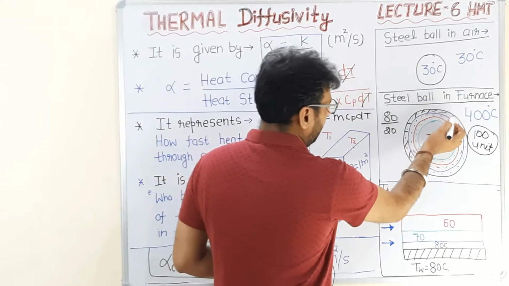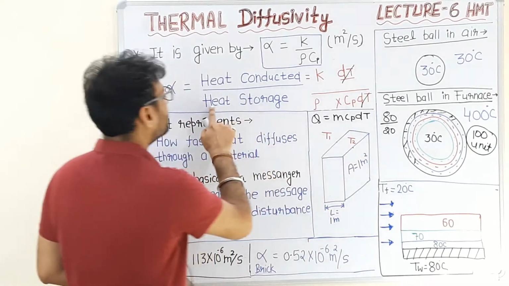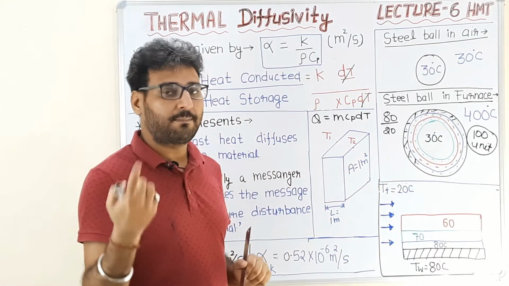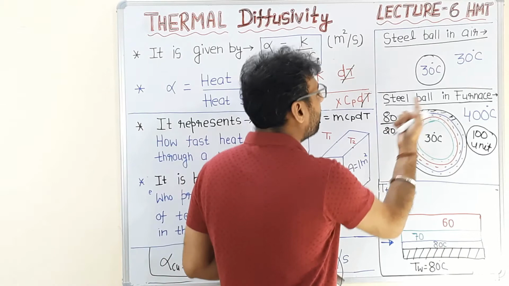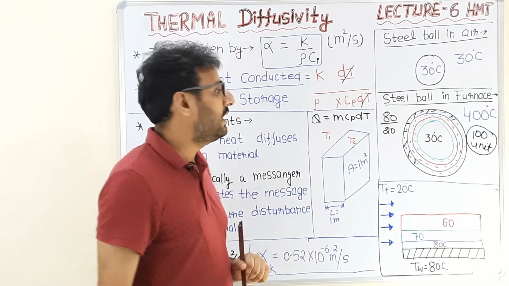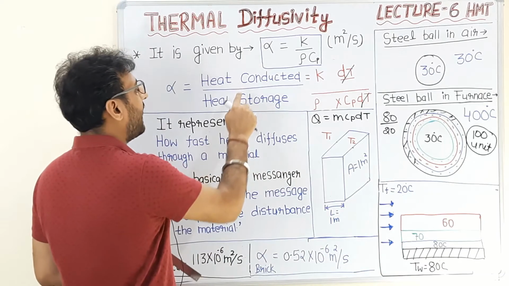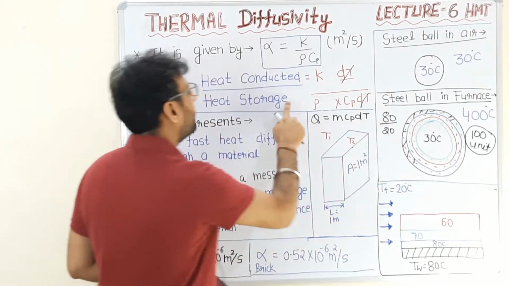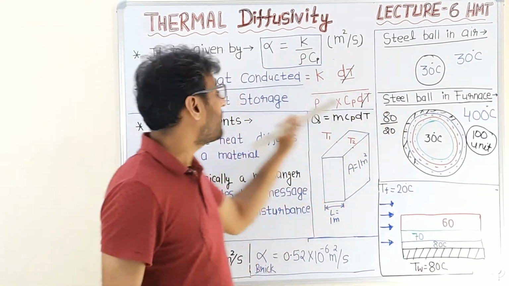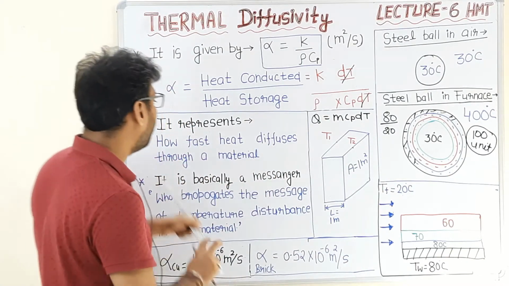So when it will absorb 20 units, its temperature will increase. So 20 is showing the heat storage. So it will store 20 units of heat and increase its temperature and conduct the major portion of the heat to the next layer of the substance. So in this way thermal conductivity is high and thermal storage is low, hence thermal diffusivity of this ball is high, because thermal conductivity is high and it is transferring larger amount of heat to the second layer, so heat will diffuse very fast.